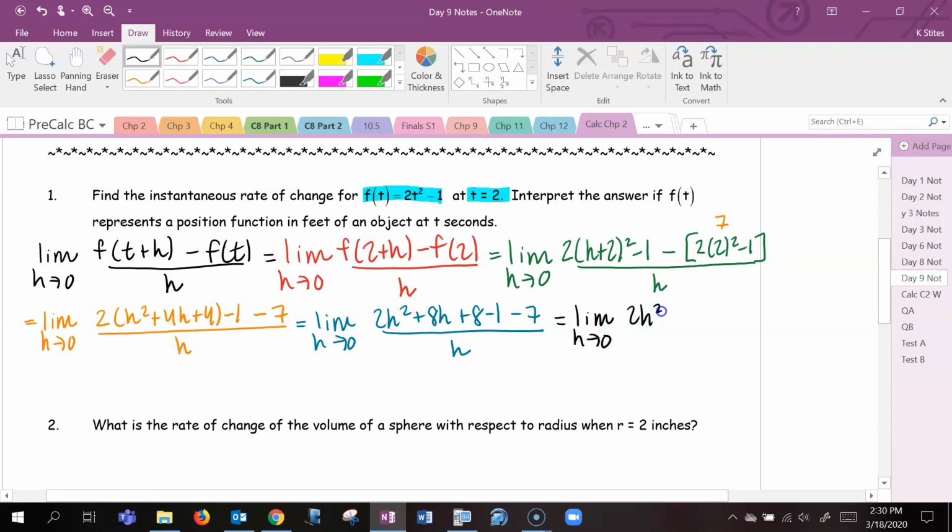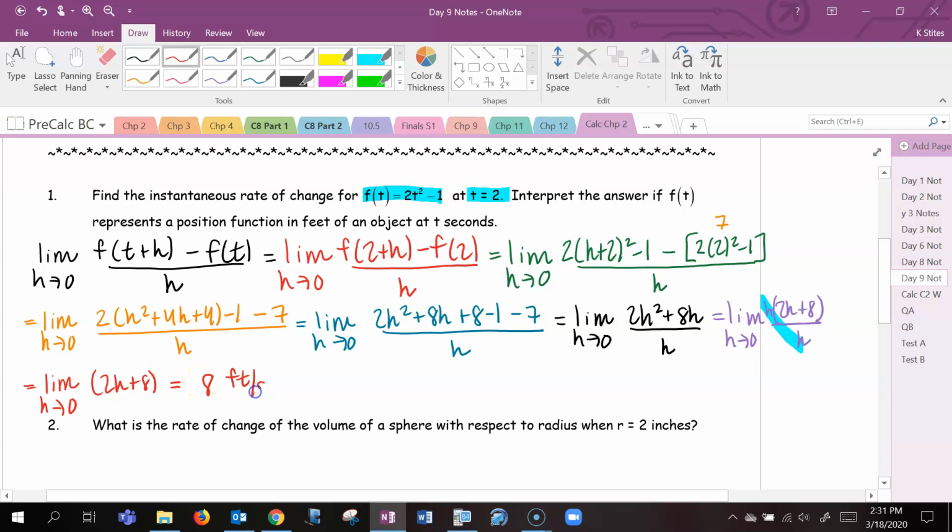Okay, so now I'm going to distribute: 2h squared plus 8h plus 8 minus 1 minus 7 all over h. And we'll see that 8 minus 1 minus 7, that cancels. So I have 2h squared plus 8h all over h, and at this point we should be in the home stretch because we are going to factor out an h. And then our h's will cancel. Plus 8. Okay, and then we are going to plug our 0 in, and that just gives us 8. And we need a unit, and so it's going to be feet per second.